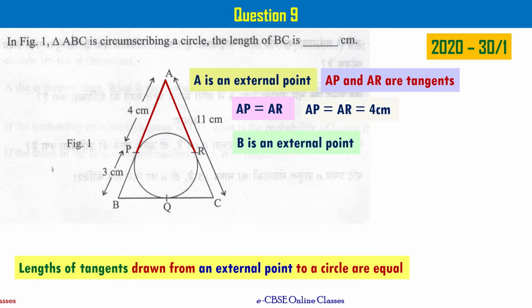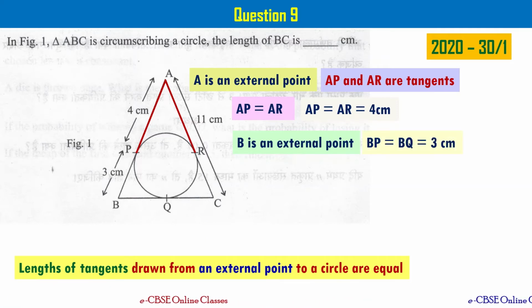And from the figure, you can see that B is an external point and BP and BQ are the tangents drawn from point B, which is an external point to the circle, right? As per the theorem, we can say that BP equal to BQ, where BP is given as 3 centimeters in the figure, right? So we can say BP equal to BQ equal to 3 centimeters, right?